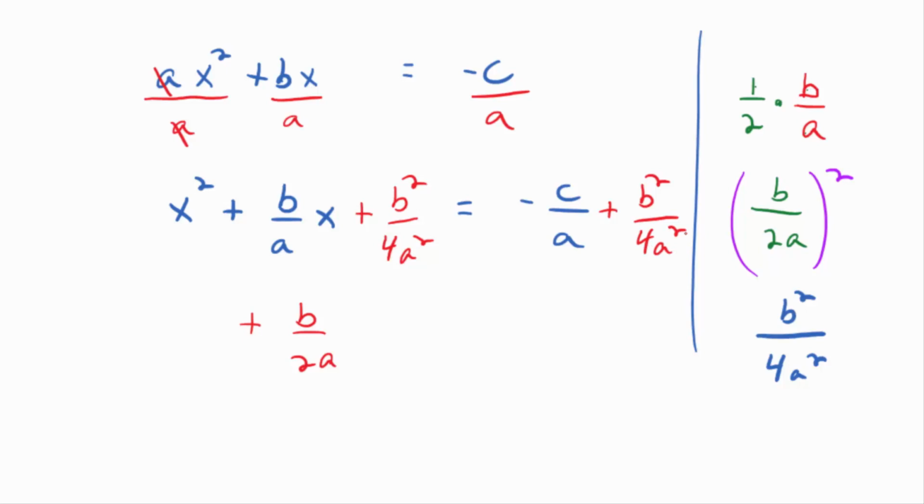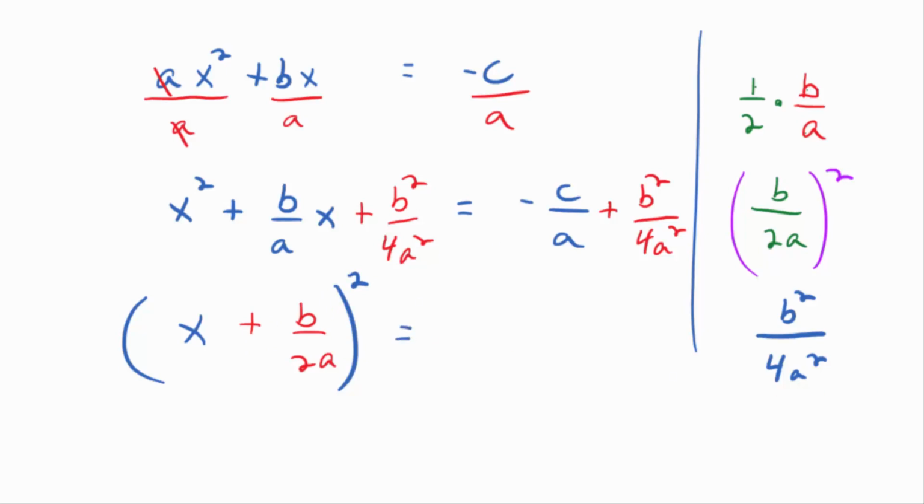Okay? Now, what does the left-hand side factor to be? If you do it right, there's almost no thought involved in this. It's going to be some quantity squared. What is it going to be? X, good. X plus b over 2a, which you already wrote down, quantity squared.